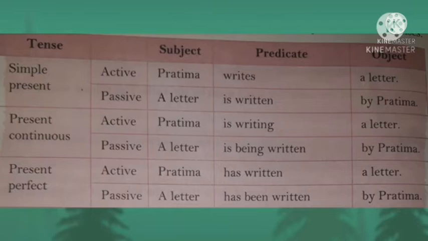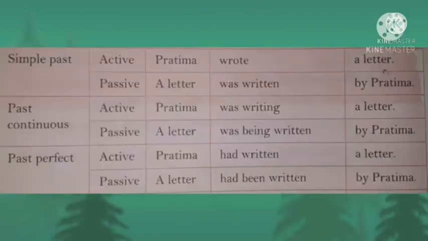With the continuous tense, we have to use the word being. Present perfect. Active: Pratima has written a letter. Passive: A letter has been written by Pratima. So with the perfect tenses, we have to use the word been. Then simple past. Active: Pratima wrote a letter. Passive: A letter was written by Pratima.